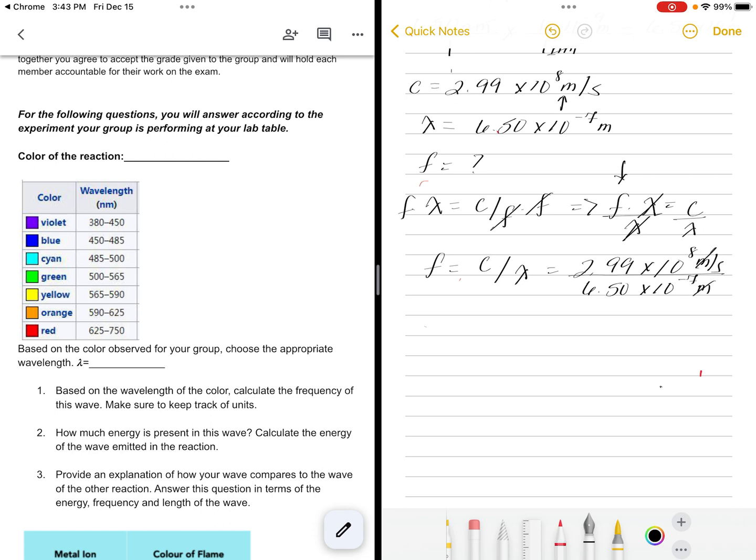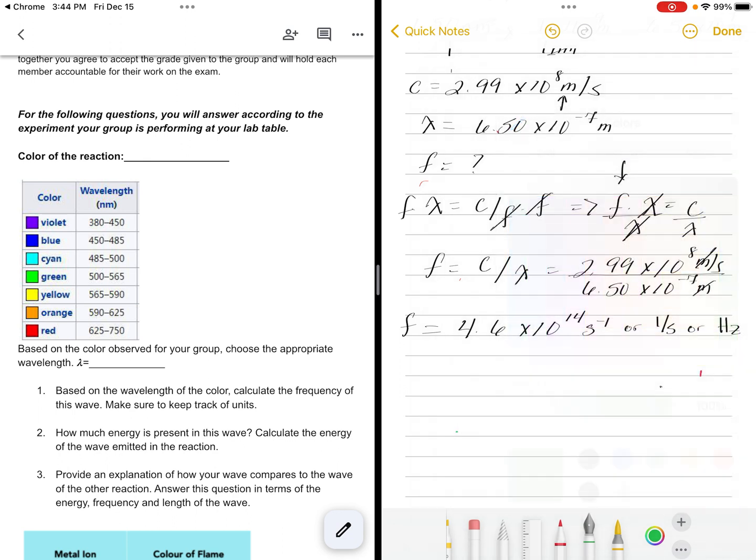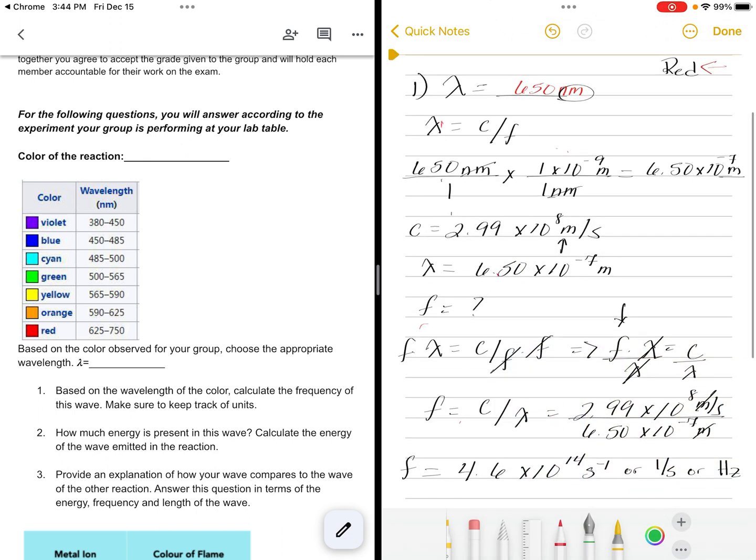These are going to cancel, and I'm going to be left with 4.6 times 10 to the 14th seconds to the negative 1. This is also written as 1 over seconds, or you can write it as hertz. So this is equal to my frequency. Okay, so that was the solution for question number 1.